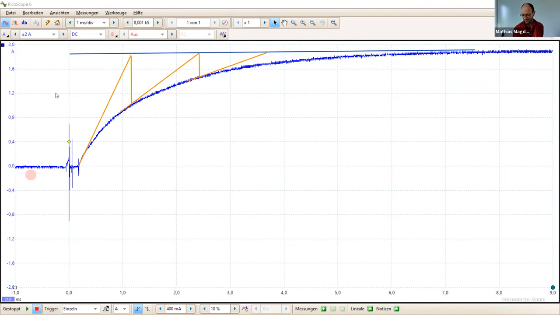So this time we call tau, and this tau here from the values in the diagram, how large is it approximately?